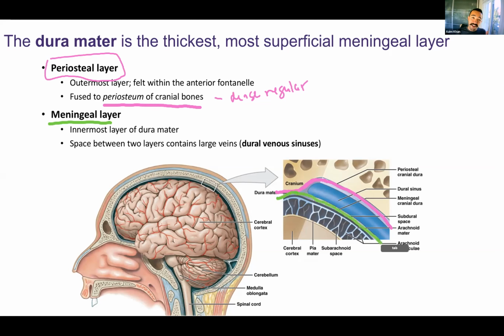The meningeal layer is the innermost layer, and sometimes it diverges from the periosteal layer. You can see that in some places it's together with the periosteal layer, but then sometimes it spreads apart. In the places where it spreads apart, it forms a space for blood vessels. Where I'm coloring right now, that's a space for large veins, large blood vessels. These large veins drain blood away from the head.